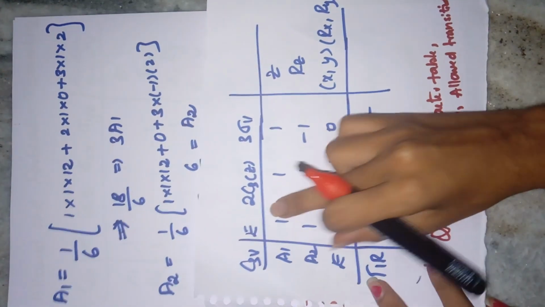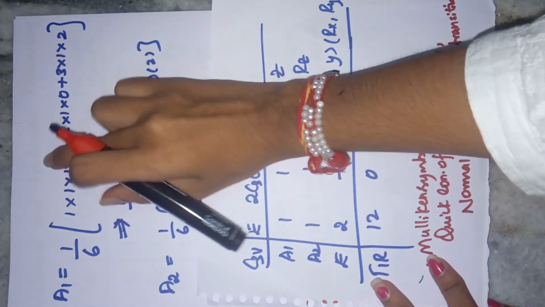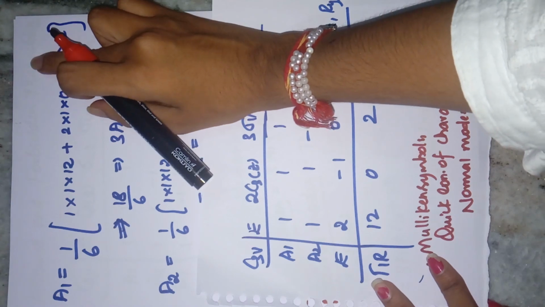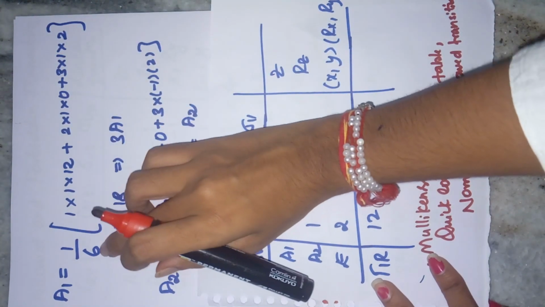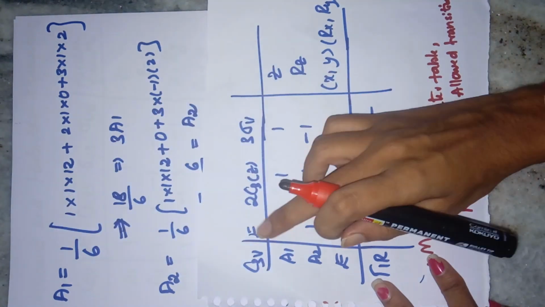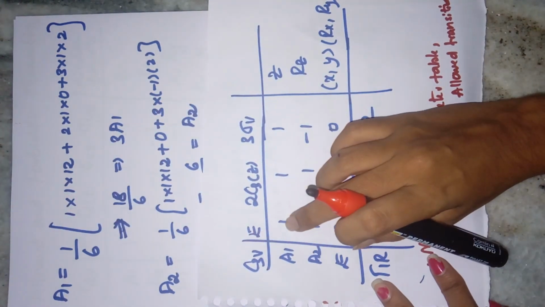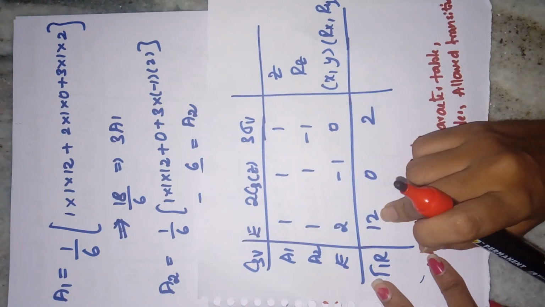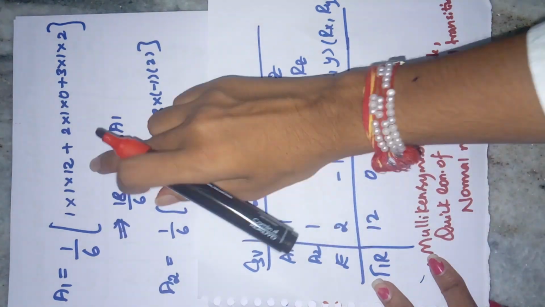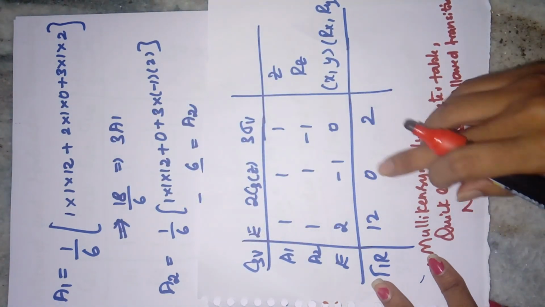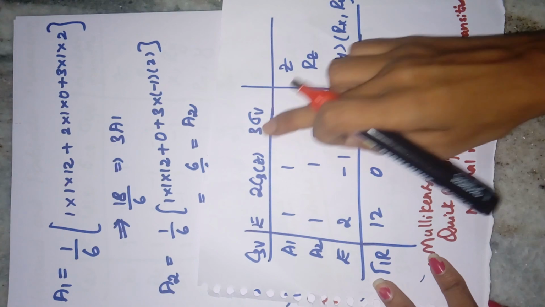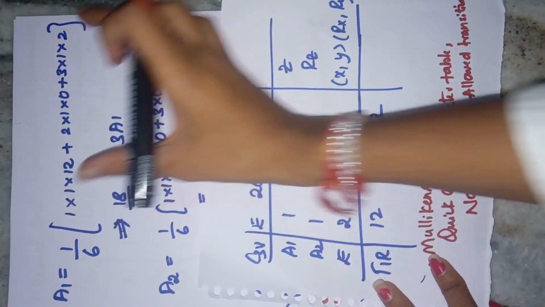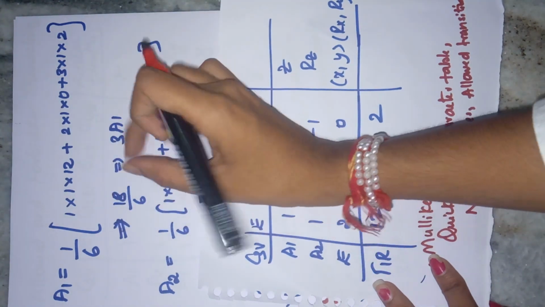For C3v, first we'll calculate A1, and we know the formula 1 by h, g of r, chi i of irreducible times chi of the reducible representation. So 1 by the order of the C3v point group, which is 6. Why? This 1, g of r is 1, into the irreducible representation 1, and the reducible representation 12; plus 2 into 1 into 0, plus 3 into 1 into 2. So A1 will give you this particular thing, using the standard deduction formula. So 18 by 6, 3A1.